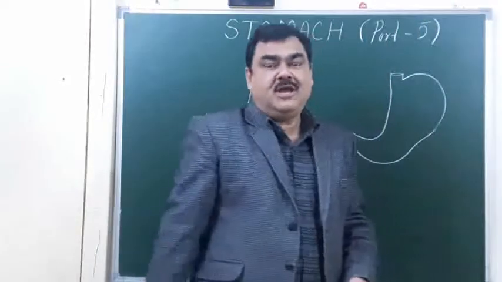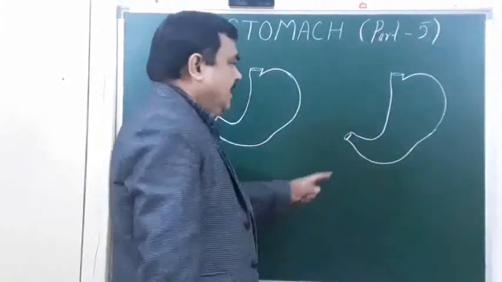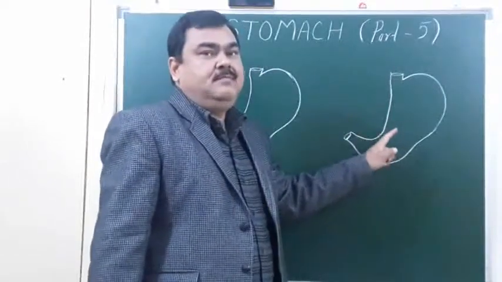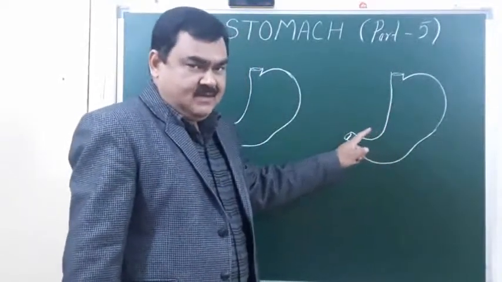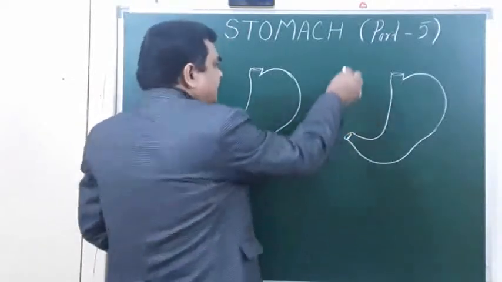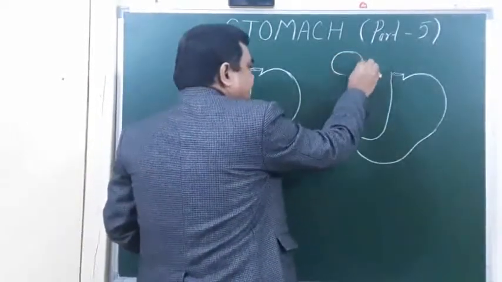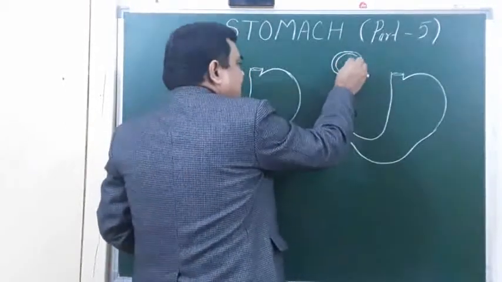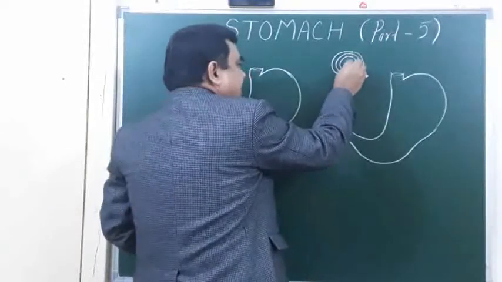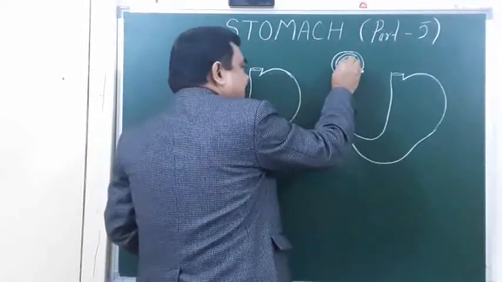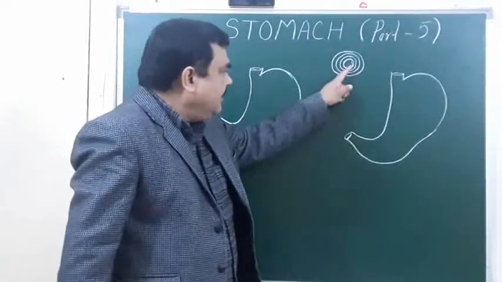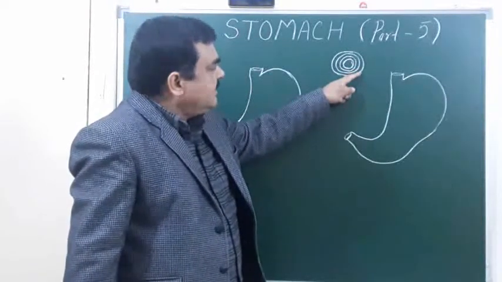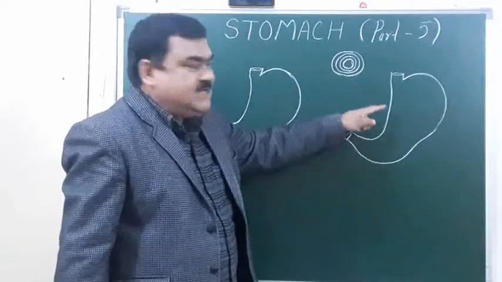Now let's discuss the interior of the stomach. Here, in this diagram, after removing the peritoneal lining, that is the serosa, structurally it has four layers. The outermost layer is serosa, then the muscular layer, then submucosa, and the innermost layer is mucosa. So from innermost to outer side: mucosa, submucosa, muscular layer, and serosa. Serosa is the peritoneal lining.